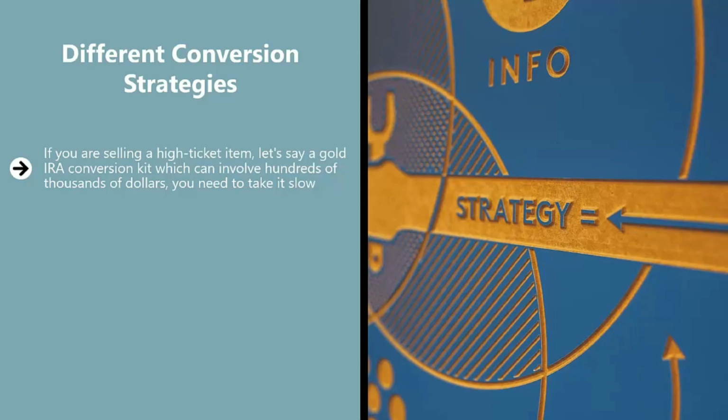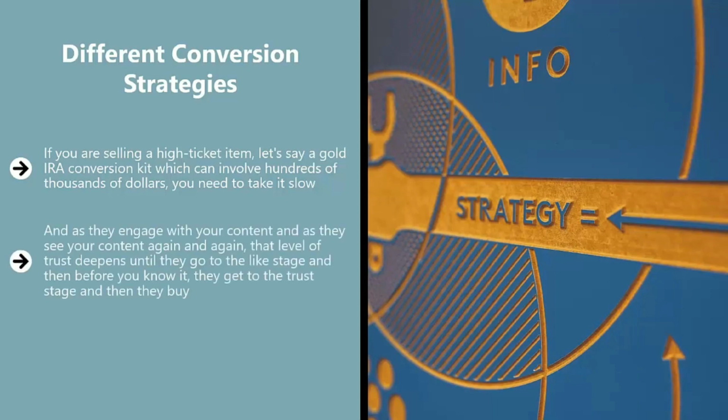You need to basically drip feed information to your audience so they can build trust over an extended period of time. And as they engage with your content and as they see your content again and again, that level of trust deepens until they get to the like stage, and then before you know it, they get to the trust stage and then they buy. Of course, this is not guaranteed. This is not a slam dunk. But you have to get the process going considering the dollar value of the transaction.